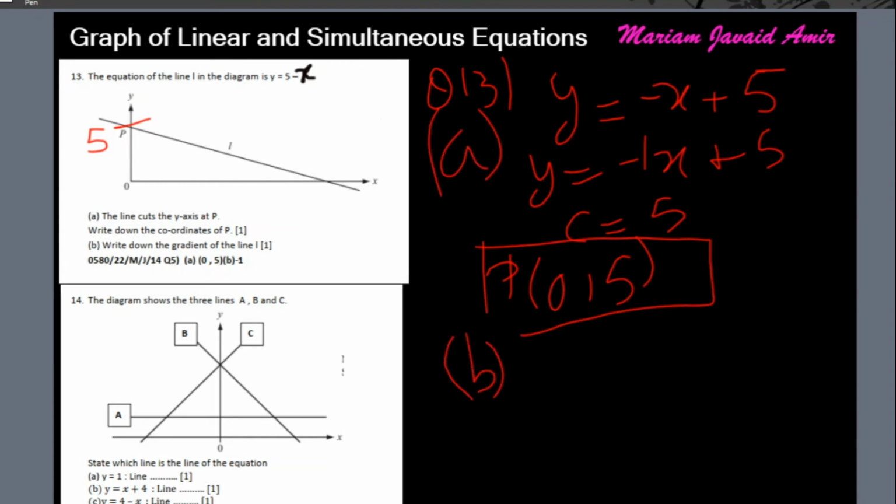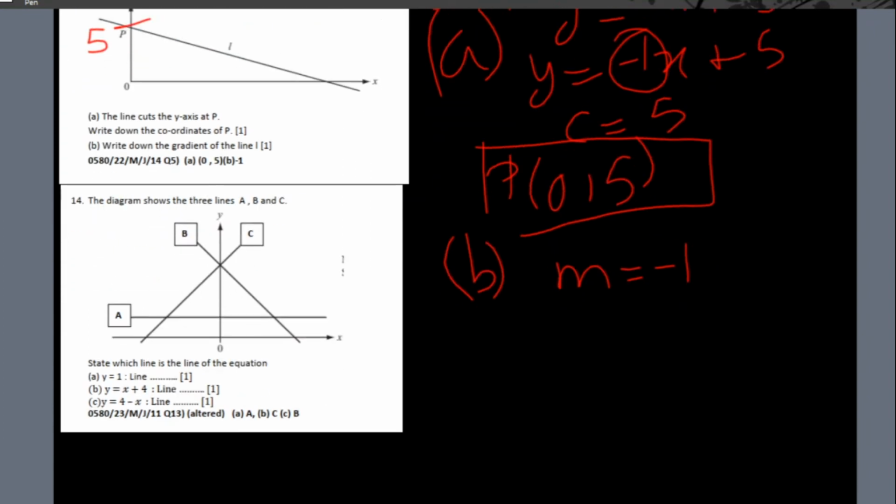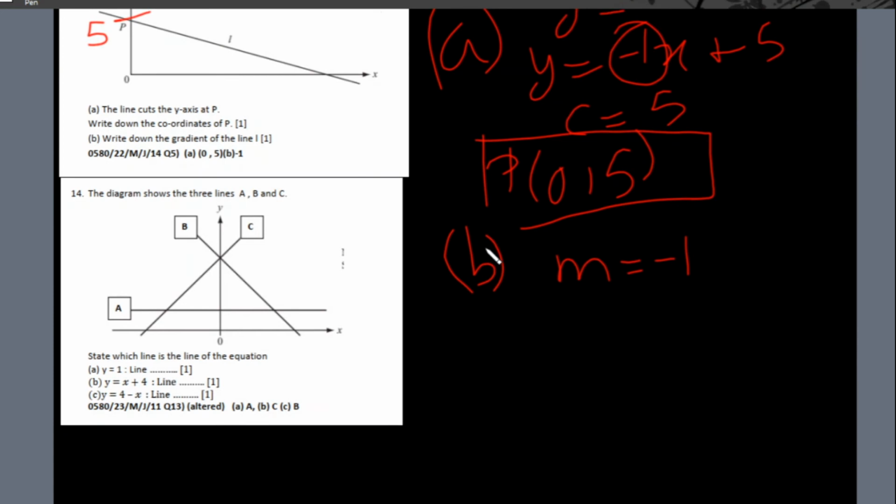For part B, write down the gradient of this line. So the gradient will simply be minus 1. Slope is the coefficient of x, so that would be minus 1. Question number 14. Okay, for question 14, state which line is the equation of y equals 1. It is always a horizontal line, so this would be y equals 1. So the answer for this one is A.